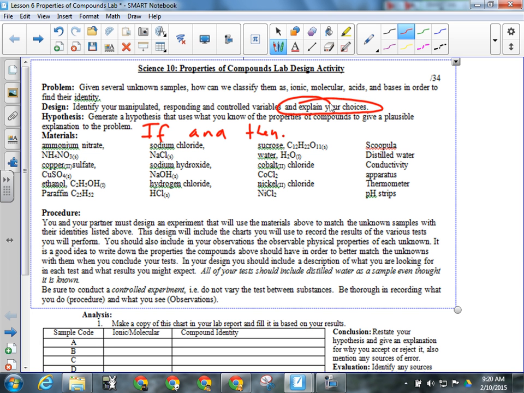Okay. The if part, remember, is kind of the premise that we're working on here. The premise we're working on in this experiment is that everything has its own unique physical properties. If that's not true, this experiment will not work, and every time we do all those tests, we'll get exactly the same results. Obviously, that's not going to happen. Everything has its own unique physical properties.